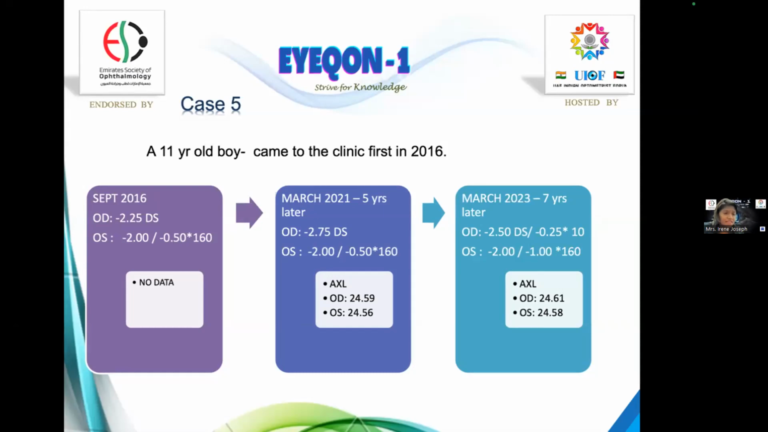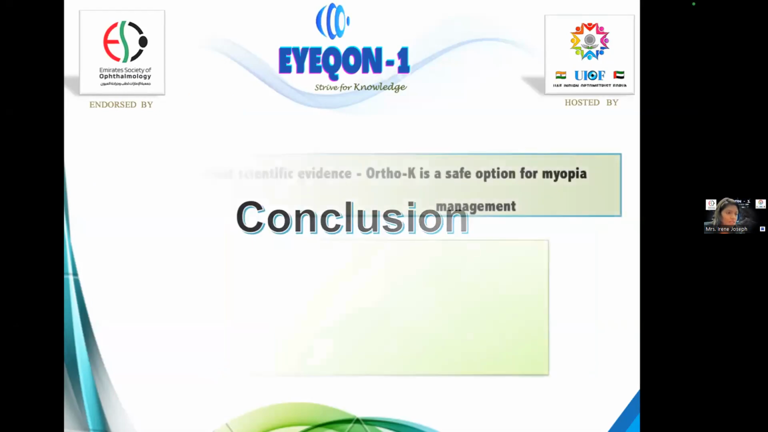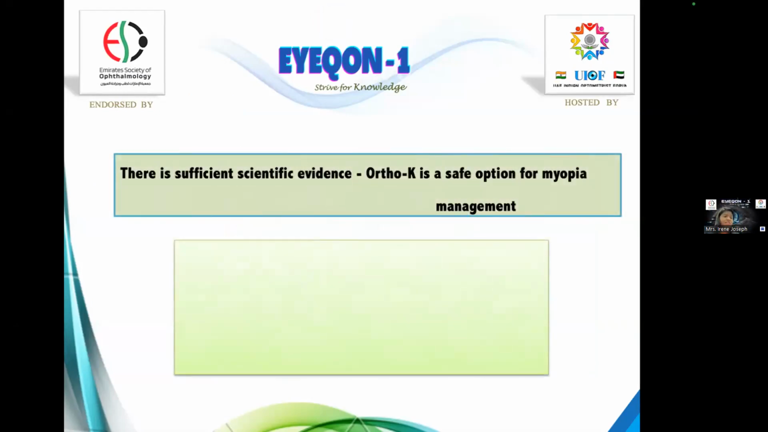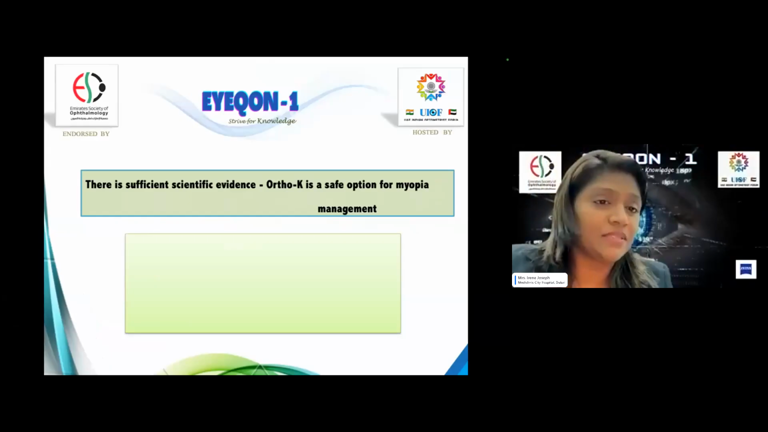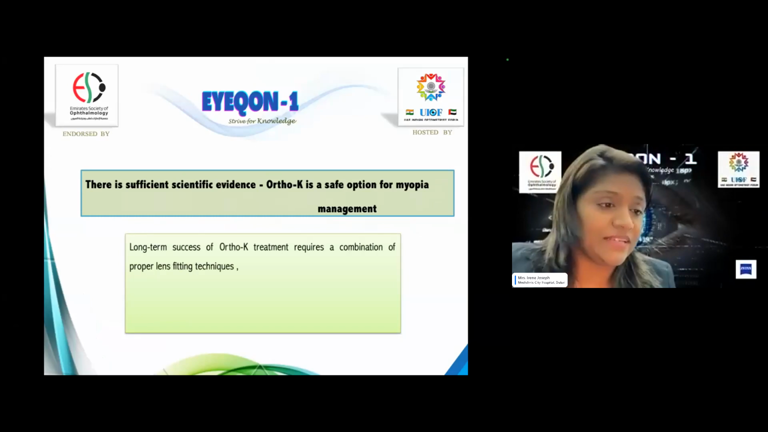So he was 11 at that time, from 2016 to now, over 7 years. He just increased a very little in axial length also. So to conclude, there's sufficient scientific evidence that ortho-K is a safe option for myopia management, provided it's done in a safe and correct manner.